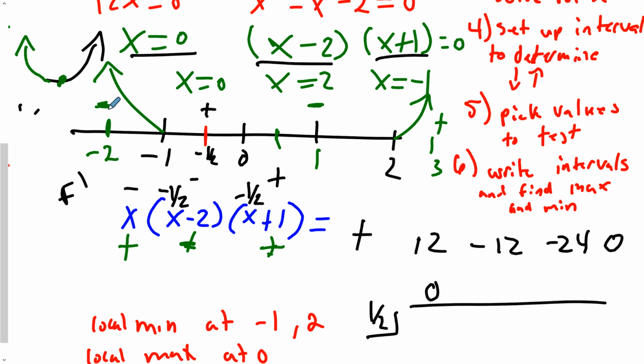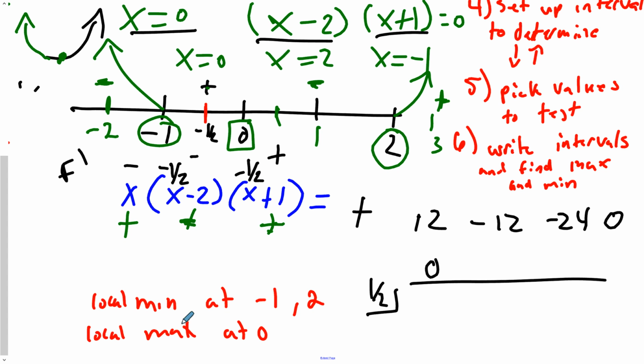So what happens, we go from negative to positive. If we ever go from negative to positive, that's a relative min. So I have a relative min at -1. And I go from negative to positive out here on the opposite side of 2. So at 2, we're going to have a relative min. And then I go from positive to negative, so that is a relative max. So we have a local min at -1 and 2, and a local max at 0. So this one, we don't even have to graph.